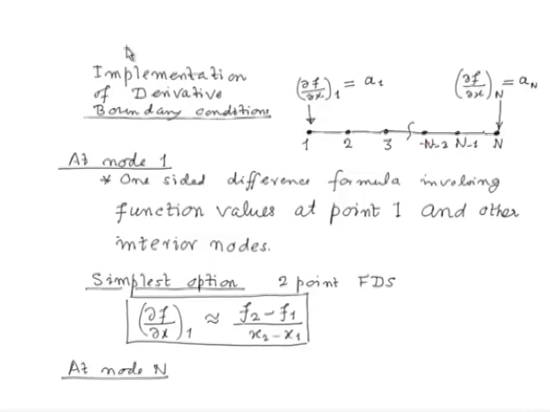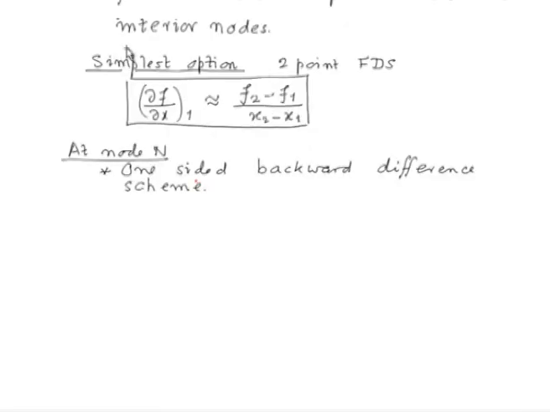Okay. So, here we have got to use this one-sided backward difference formula or backward difference scheme. So, once again, the simplest choice is 2-point BDS.